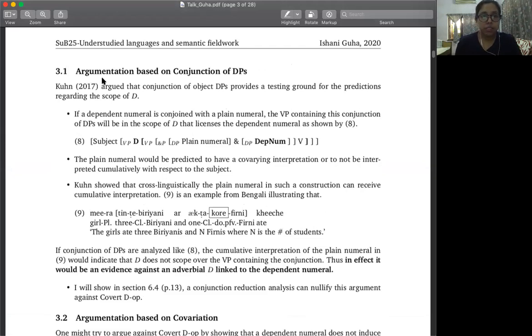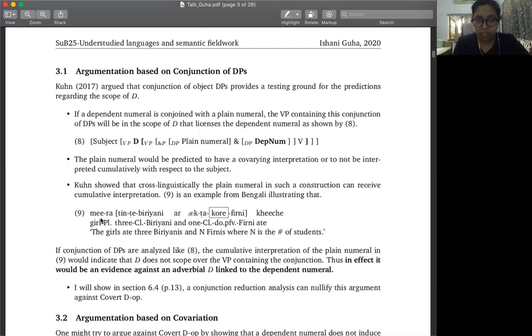So, argumentation based on conjunction of DPs against covert D-op. Kuhn argued that conjunction of DPs provides a testing ground for the predictions. If a dependent numeral is conjoined with a plain numeral, the VP containing this conjunction of DPs will be in the scope of D that licenses the dependent numeral, as shown by 8. The plain numeral would be predicted to have a covarying interpretation or to not be interpreted cumulatively with respect to the subject. Kuhn showed that cross-linguistically, the plain numeral in such a construction can receive a cumulative interpretation, as 9 from Bengali also shows.